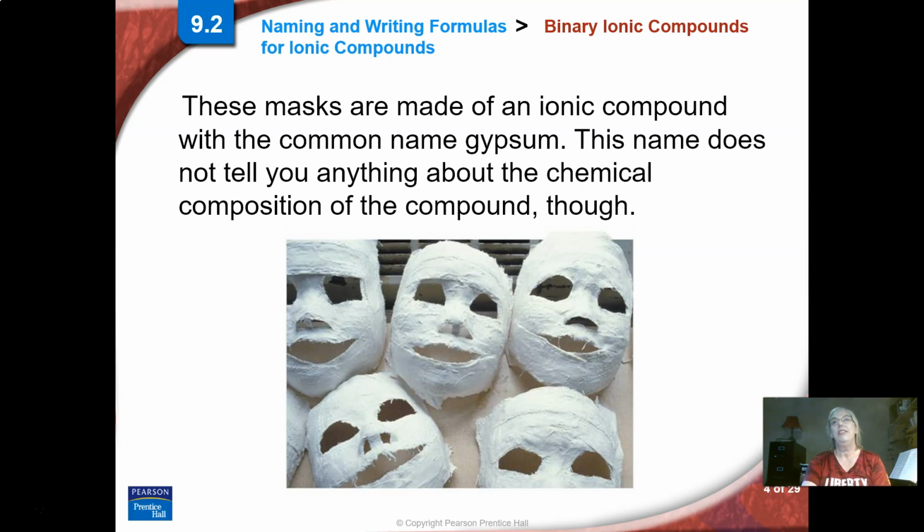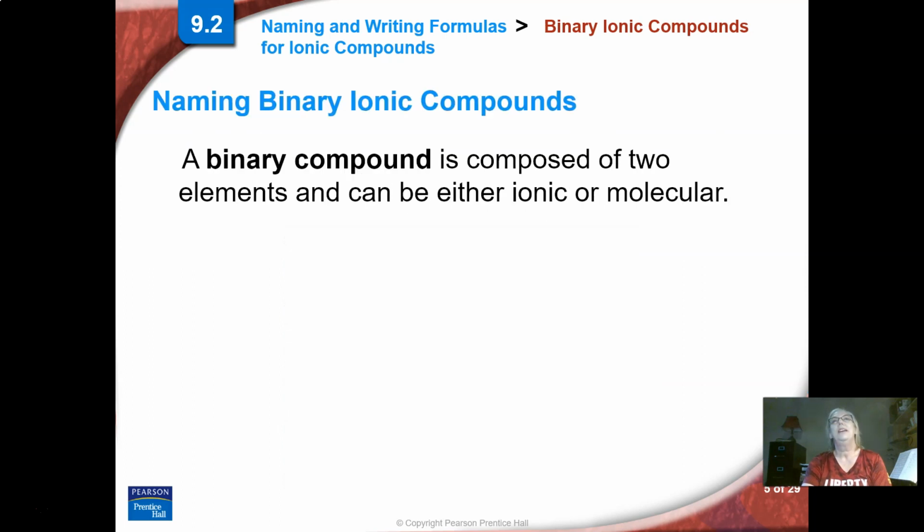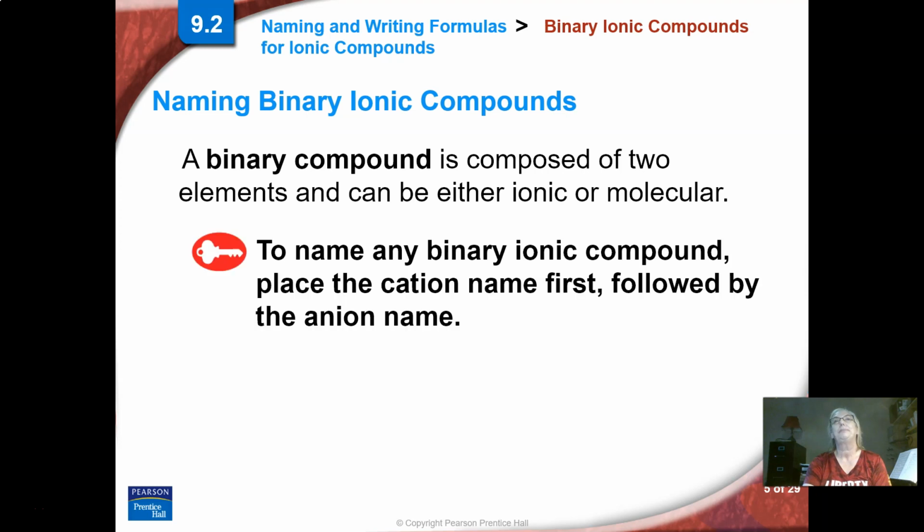So gypsum's an ionic compound. We use it when you have a cast. In the old days they put gypsum and reinforced it with tape so you get a cast when you break an arm or leg. So a binary compound is made of two elements and they can be ionic or molecular. So this is useful for covalent and for ionic compounds, when we have two elements hooked together.